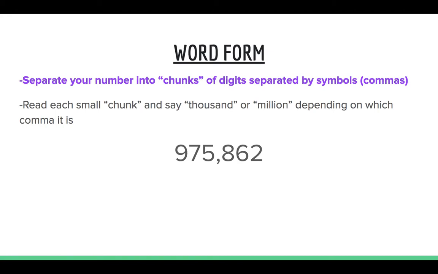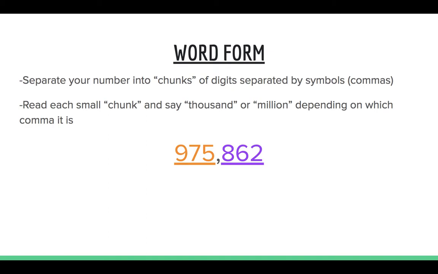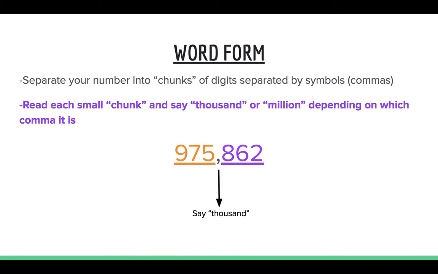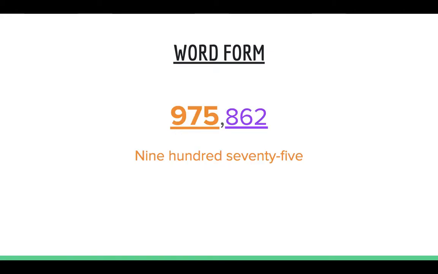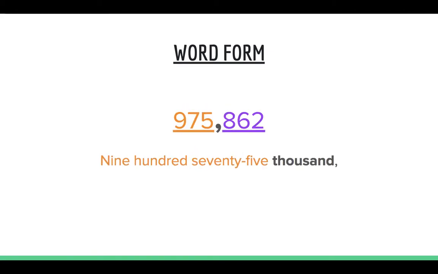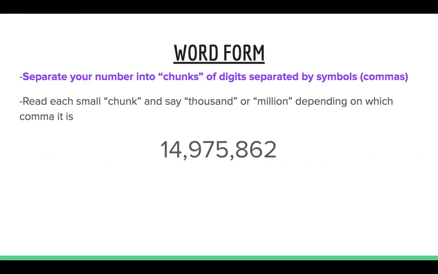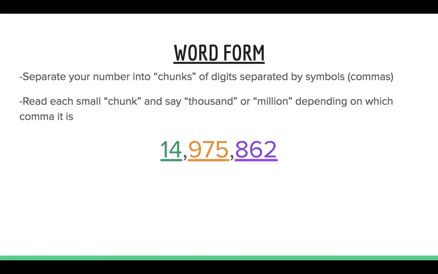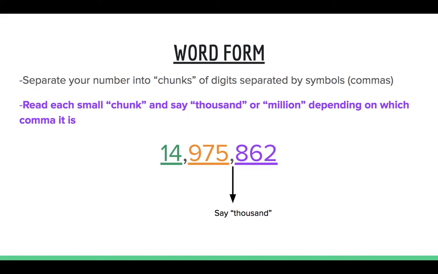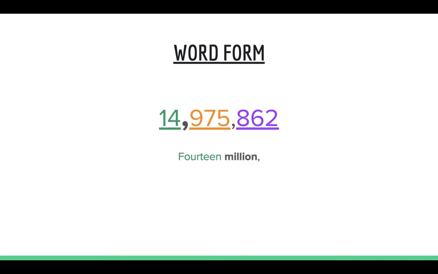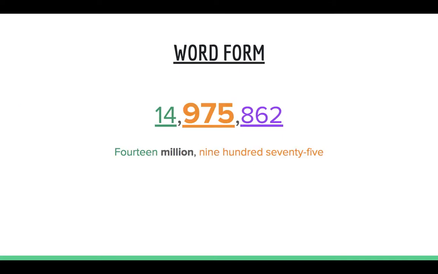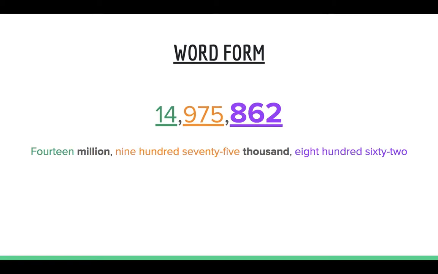Let's try it with a little bit bigger number. First, we're going to separate it into the chunks separated by the comma. We're going to say 1,000 when we see the comma. This number is 975,862. All right, now we've gotten a number that is even bigger. It goes all the way into the millions period. So we're still going to separate our number into chunks, and we're going to say 1,000 at this comma and million at this comma. This number is 14,975,862.